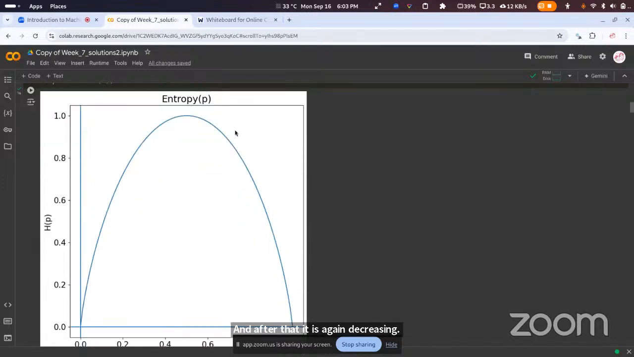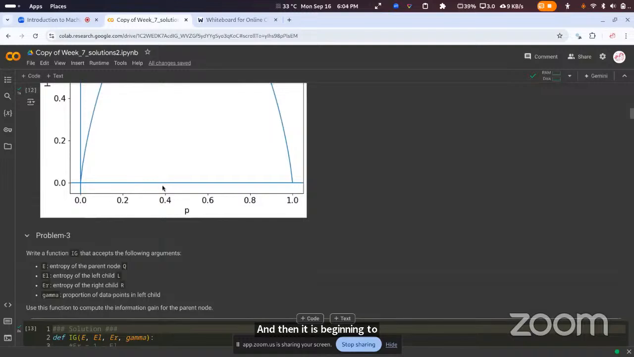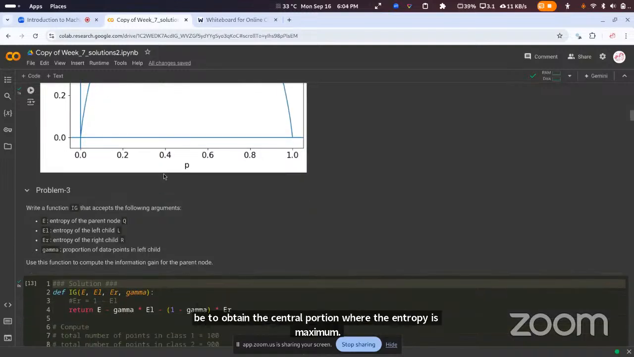So entropy is having this kind of behavior, that is, it is moving towards a global maximum, and then it begins to decrease. So our task will be to obtain the central portion where the entropy is maximum. We'll try to maximize it so that our classification algorithm performs really well.